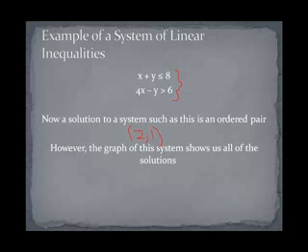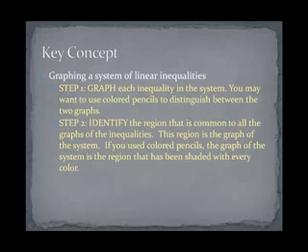So let's take a look at a key concept that is going to really help us out with solving these systems. The first step in this key concept is to graph each inequality in the system. You may want to use a colored pencil to distinguish between the two graphs so that we can see both sides of the shaded area. Remember that when you have an inequality sign, we need to be checking two things: if it's a dashed or solid line, and also which side of that line do we shade.